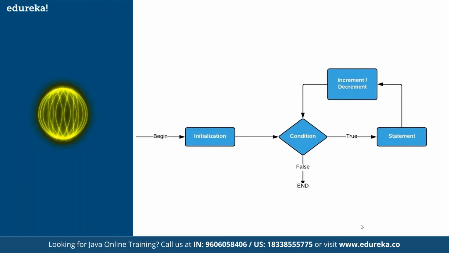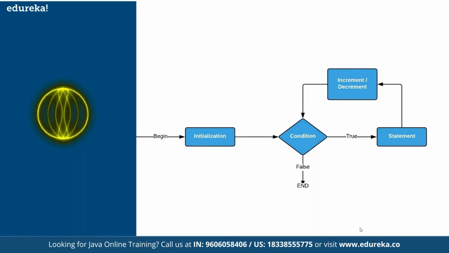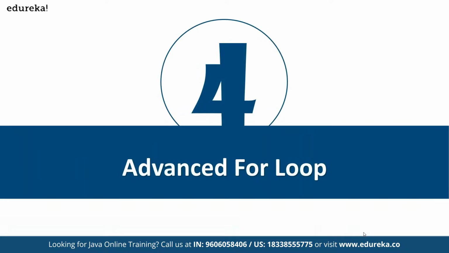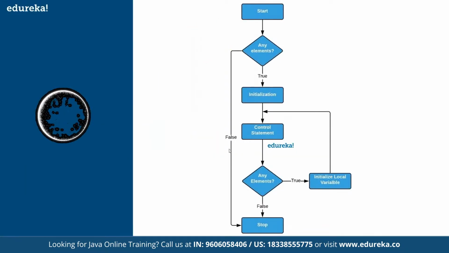If I talk about the advanced for loop, you can think of it as a loop inside a loop, which we also call a nested loop. This is one more scenario of the advanced for loop, where I'll check if I have any elements. If yes, I'll do the initialization and perform it. If there are no elements, then I'll just stop it. This is a kind of advanced scenario. You'll get a better understanding as we progress in the hands-on session, guys.